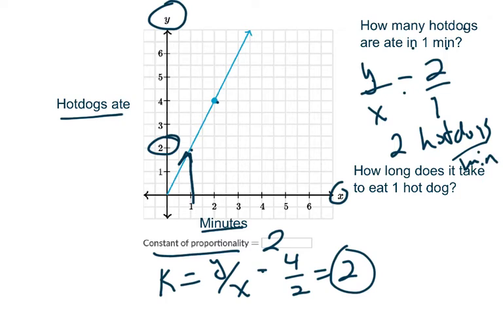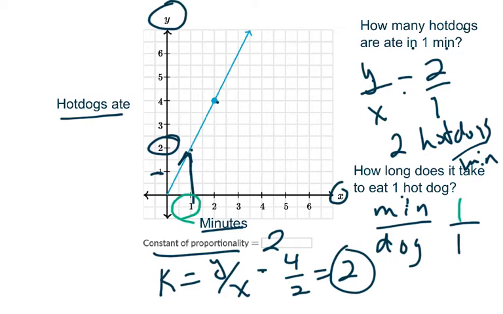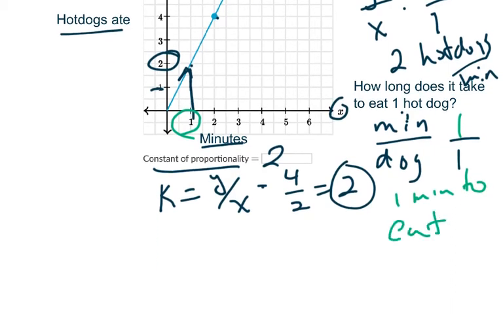And so hot dogs in 1 minute will give you 2 over 1, which means 2 hot dogs per minute. Now, the other one is a little different. How long does it take to eat 1 hot dog? So now we're talking about minutes per dog. So we're inverting this. So we don't know how long it takes to eat each dog. And so this time we actually have to go here. And so 1 hot dog can be done in 1 minute. And so that means it takes us 1 minute to eat 1 hot dog.